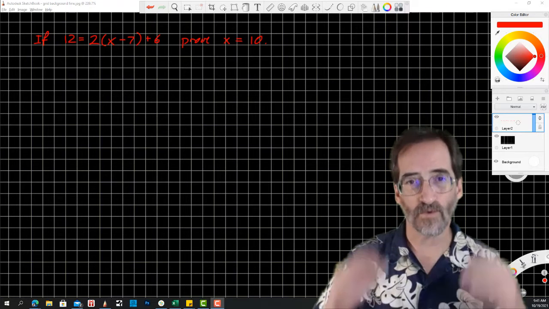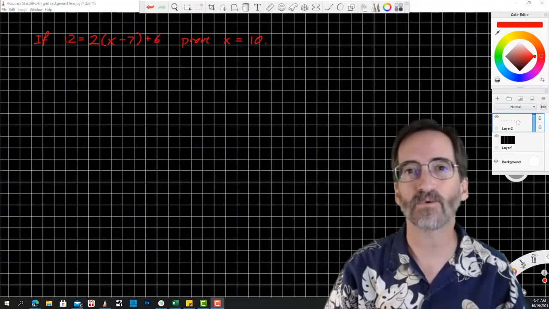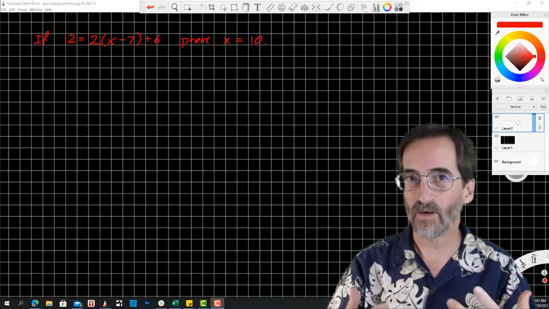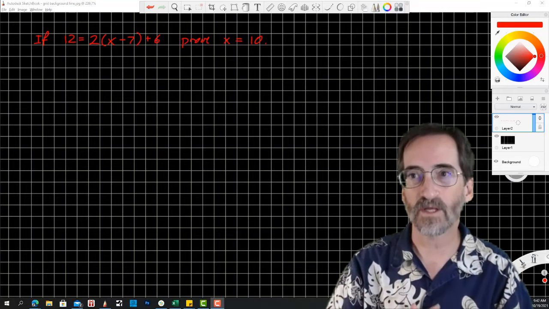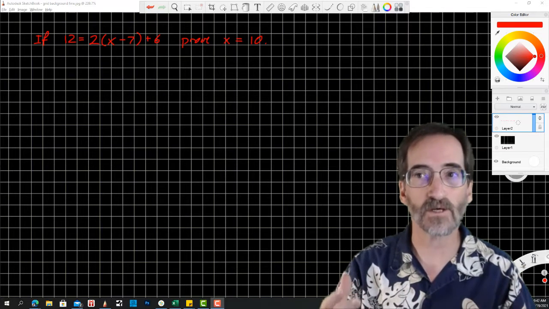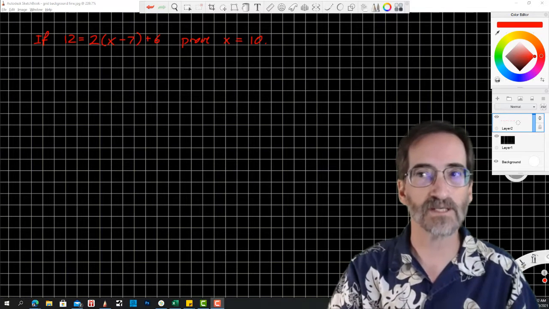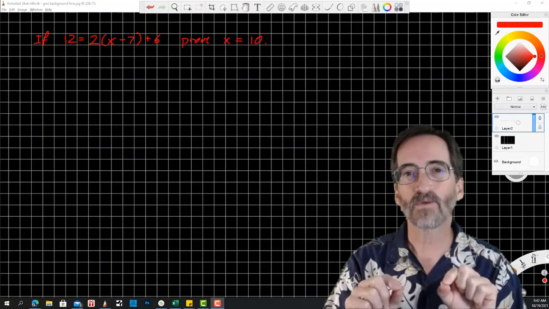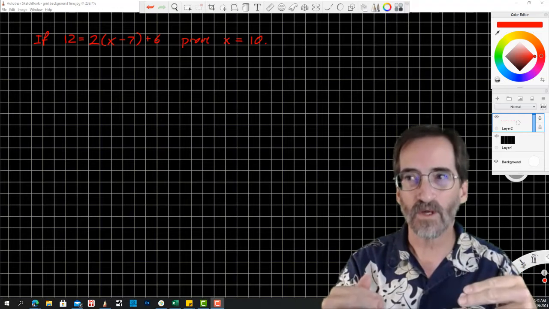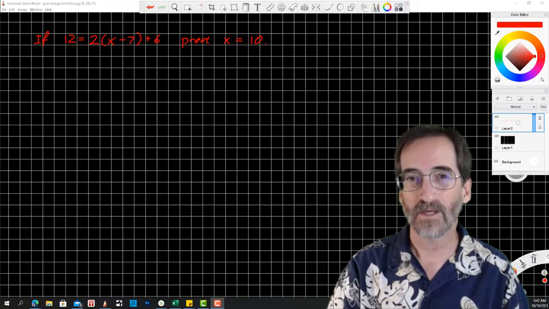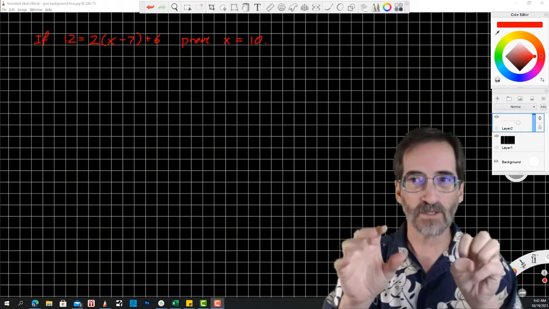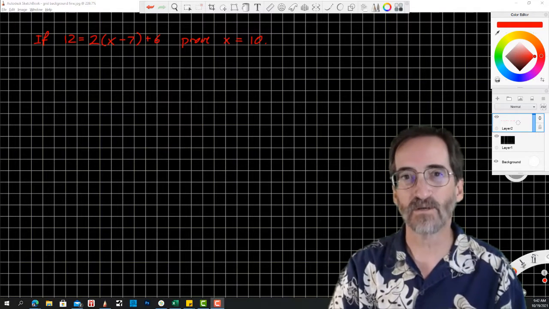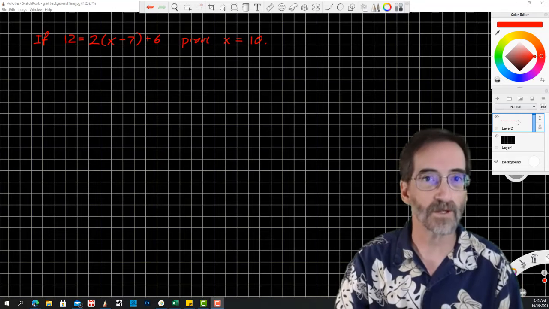Remember the way a proof works. A couple of things to remember about proof. One, we start with what we're given. We start with the given. In this case, what is given is the equation 12 equals 2 times x minus 7 plus 6. Second, we end with what we're trying to prove. We end with x equals 10. If you haven't started with what you're given and you haven't ended with what you're trying to prove, chances are you probably haven't done the proof correctly.